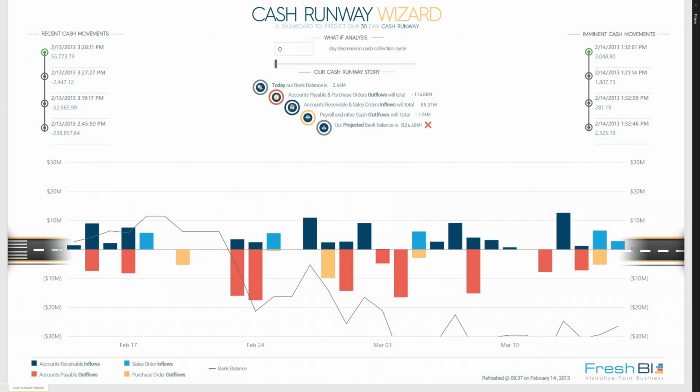As a business owner, you know that positive cash flow is the foundation of your ability to grow your business and shape its future. This FreshBI Cash Runway Wizard is ready to predict your working capital cash runway.